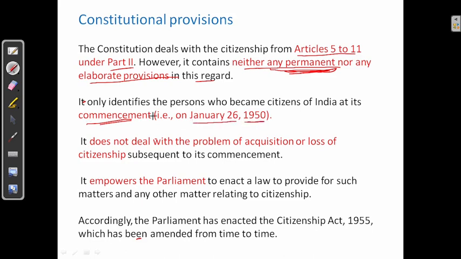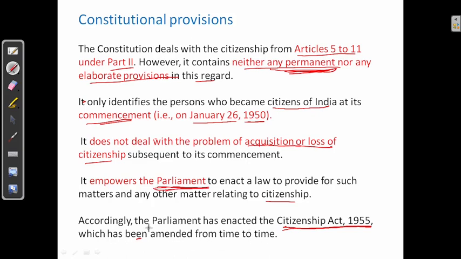These Articles 5 to 11 identify only the persons who became citizens of India, but they do not deal with the problem of acquisition or loss of citizenship. It empowers the Parliament to enact a law to provide for such matters or any other matters relating to citizenship. So the acquisition and loss of citizenship is dealt with by the Citizenship Act of 1955, which was made by the Parliament.